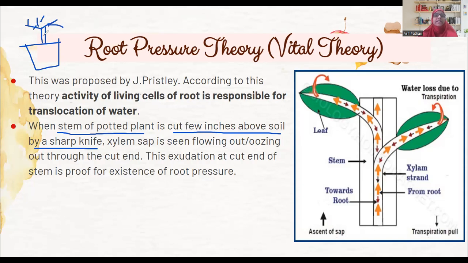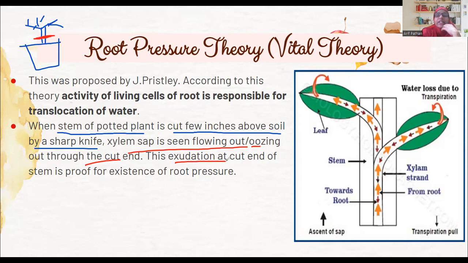Okay, and let's say you do a cut over here above the soil. Let's say you cut it from here. Xylem sap is seen flowing out. You might have experienced this also sometimes. You will see some whitish liquid coming out, oozing out through that end. You will see a white, sometimes sticky substance coming out.